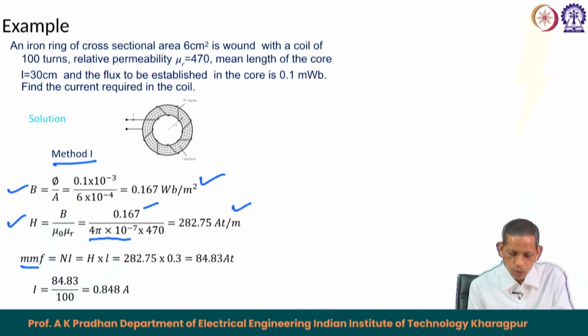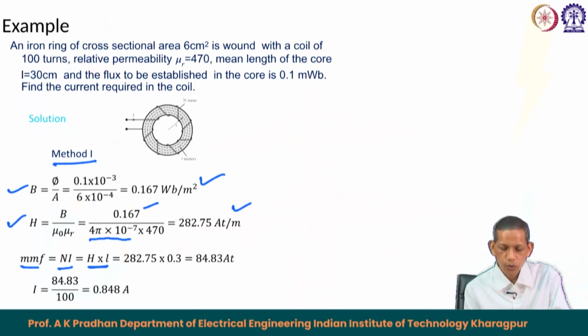But MMF equals N i equals H into L, and the length of the core is given to us as 30 centimeter, 0.3 meter. So, H into 0.3 gives you 84.83 ampere turn for the MMF. This equals N i. Dividing by the number of turns, 100, gives us the current required to be 0.848 ampere. So, this is method 1.